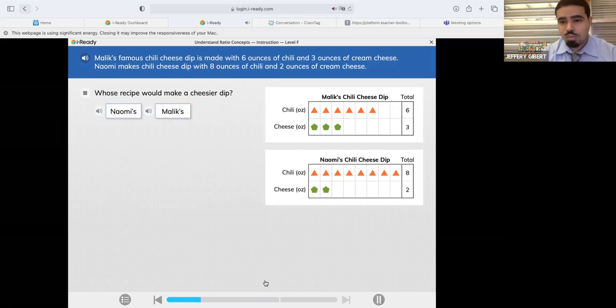Whose recipe would make a cheesier dip? Whose recipe will make a cheesier dip? All right, Torian. Whose recipe would make a cheesier dip? Naomi. All right, why do you pick Naomi?